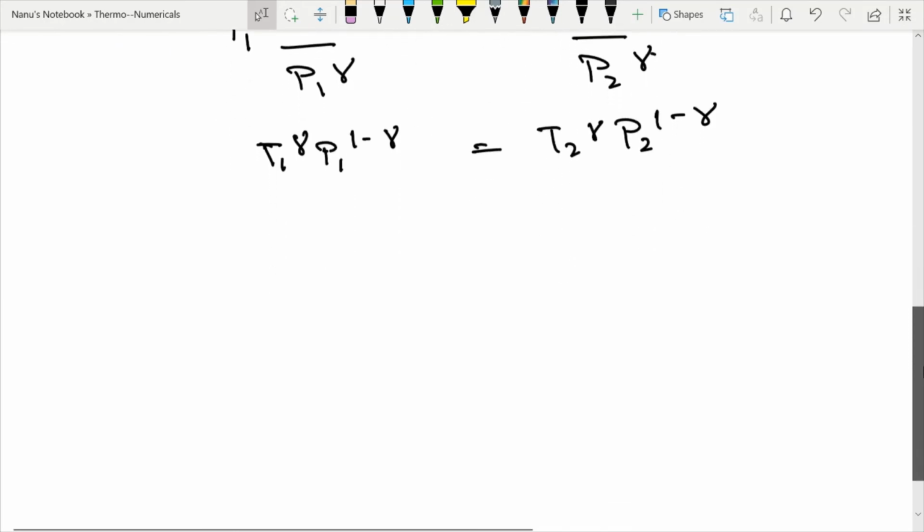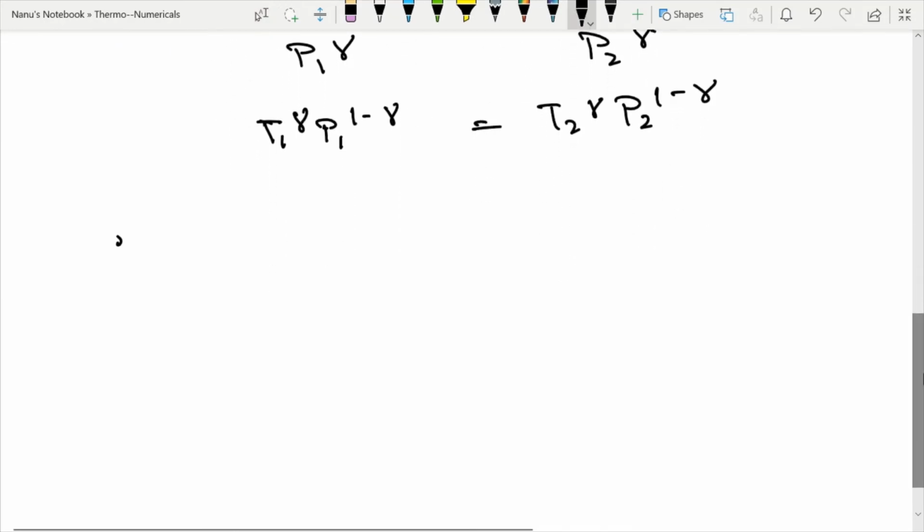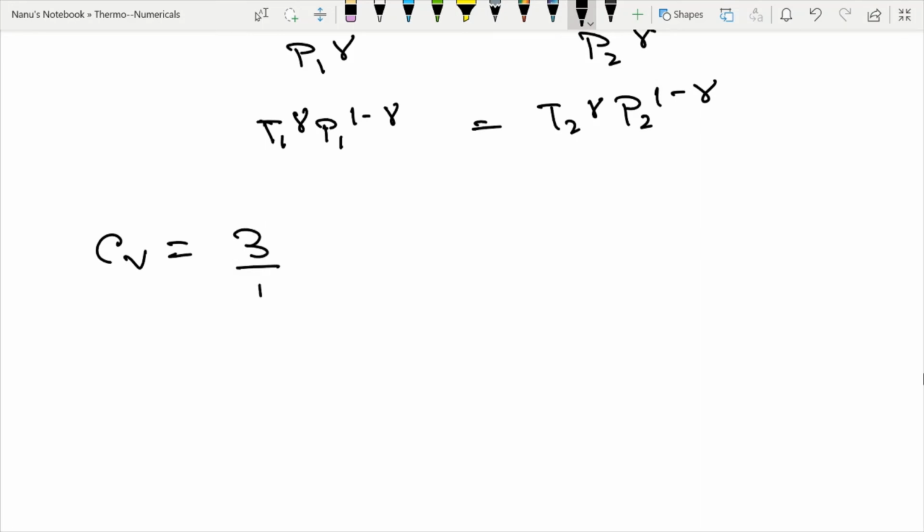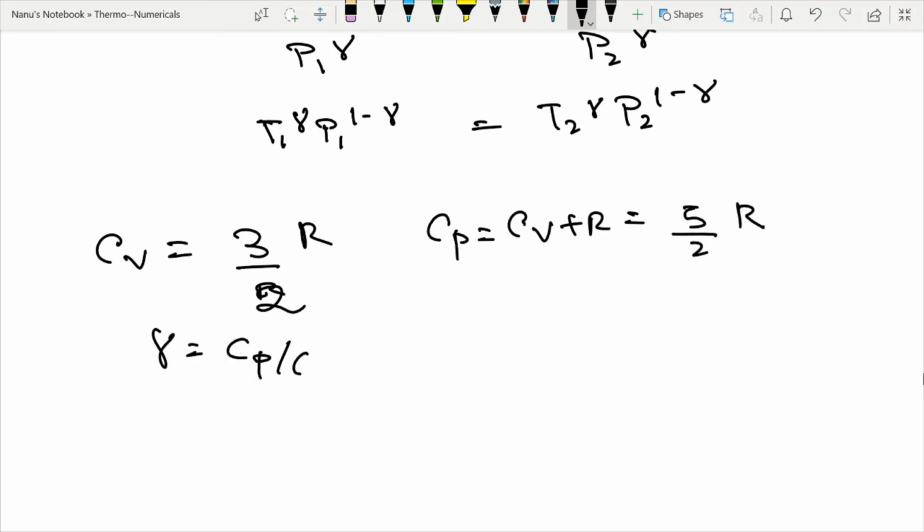I'll do a problem on gases also, where you will get to know that for an ideal monoatomic gas, Cv is equal to 3 by 2 R. If Cv is this, Cp will be equal to Cv plus R, which is 5 by 2 R. And gamma is Cp by Cv, which is 5 by 2 R divided by 3 by 2 R. The 2 gets cut, so gamma is 5 by 3. So we can now replace everything because we have everything.